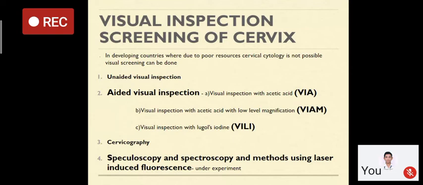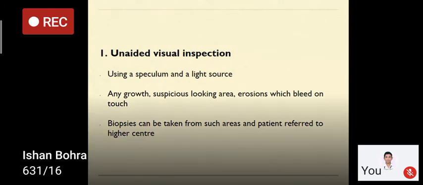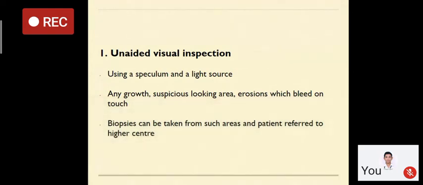So important are unaided visual inspection, visual inspection with acetic acid under low magnification, and visual inspection with Lugol's iodine. Unaided visual inspection uses a speculum and a light source. So we just see the cervix, and by look only, with experience, we come to know any growth or any suspicious looking area, any erosion which bleeds on touch, or biopsy is taken from such area, and patient is referred to the higher center for further management.